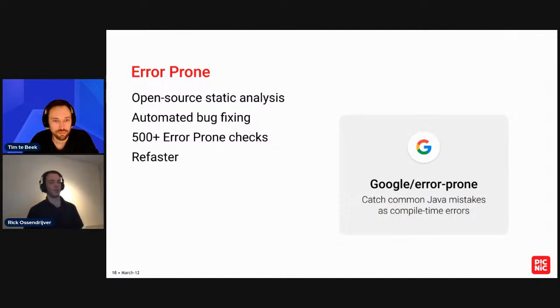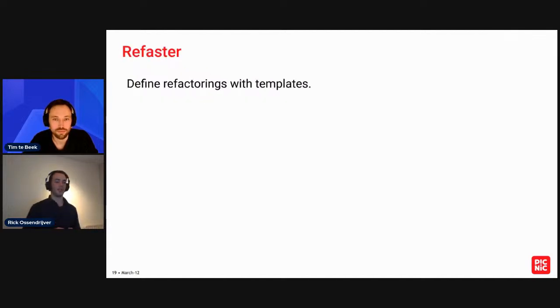But writing an ErrorProne check can be quite complex. So what they did at Google, they created another tool on top of ErrorProne, and that tool is called Refaster. Refaster is a tool with which you can specify refactoring operations using before and after templates. The idea is that in the before template, you specify what code you would like to match, and in the after template, you specify to what code you want to rewrite that. Let me give you an example.